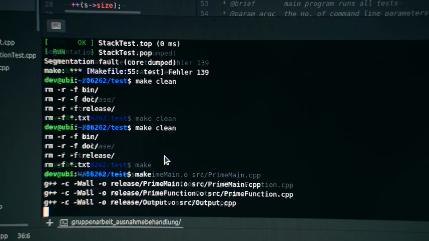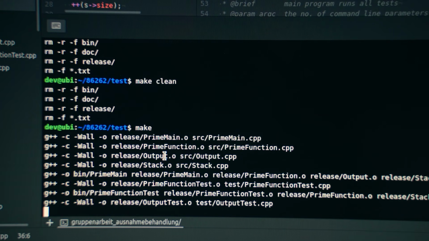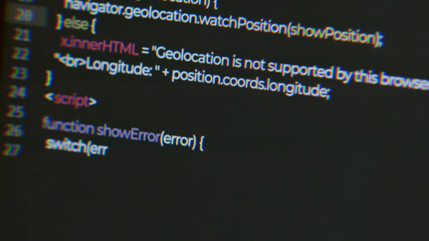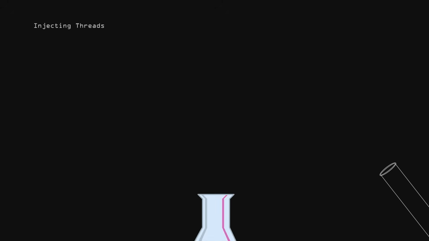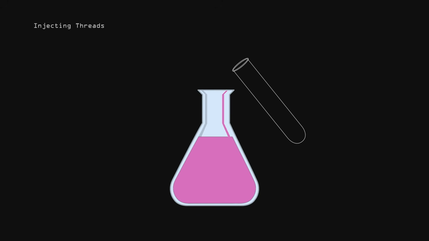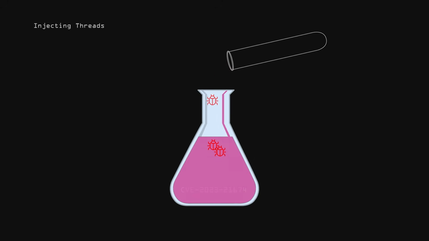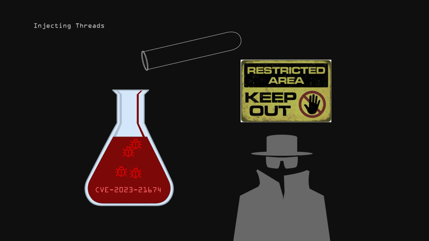Now that the first exploit has obtained a foothold in the VM, it's time to escalate control. Here's how it's done. Injecting threads. Using CVE 2023-21674, the exploit injects threads into a higher privileged process. Imagine sneaking into a restricted area by exploiting a security flaw.